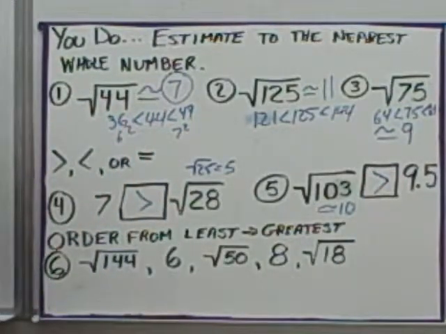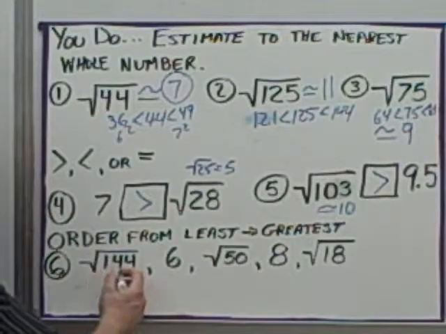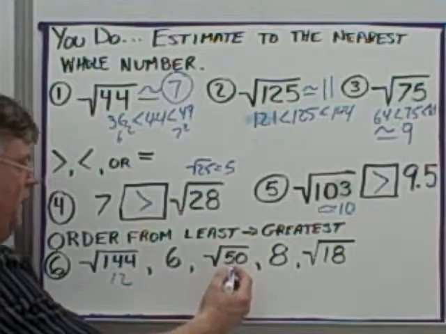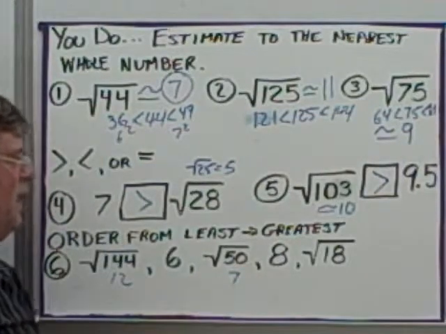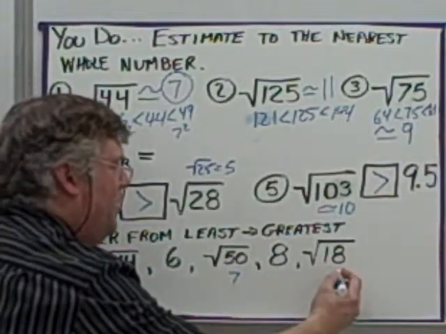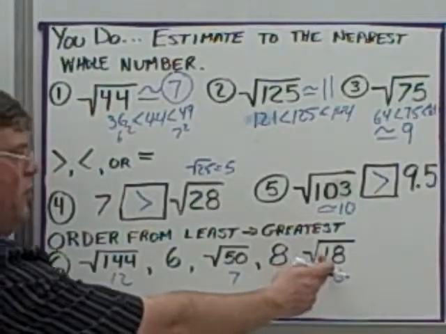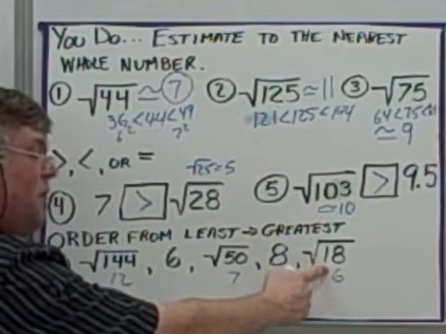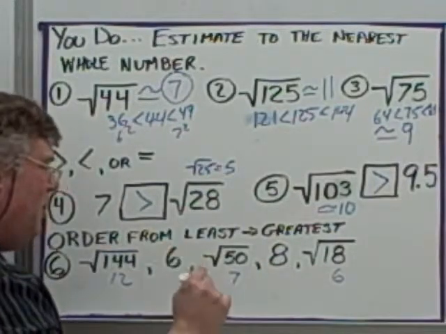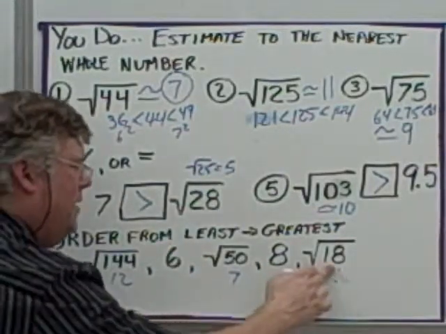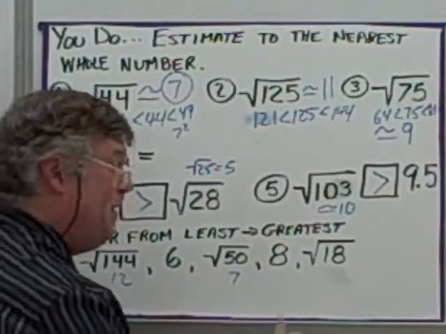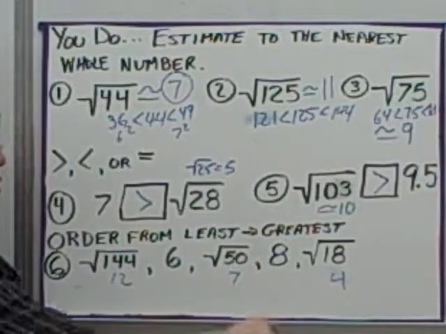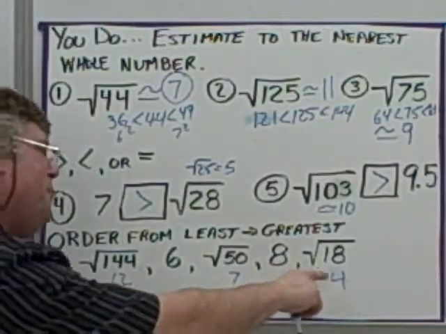Order from least to greatest. Here, this one, we know the 144 is actually 12. 6 is 6. 50 is going to be close to 7. 18 is going to be close to 4, because that's close to the square root of 16. Whoa, what am I saying 6 for? 16, square root of 16 is 4. Duh. So it's going to be a little bit more than 4.